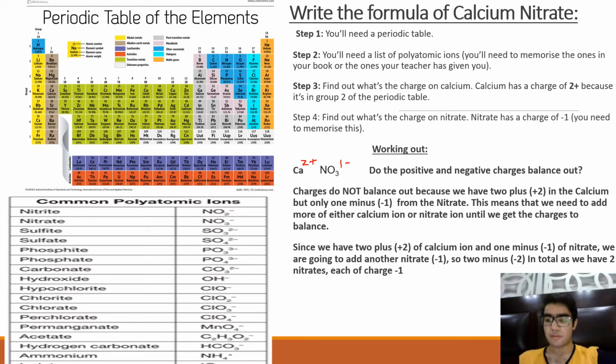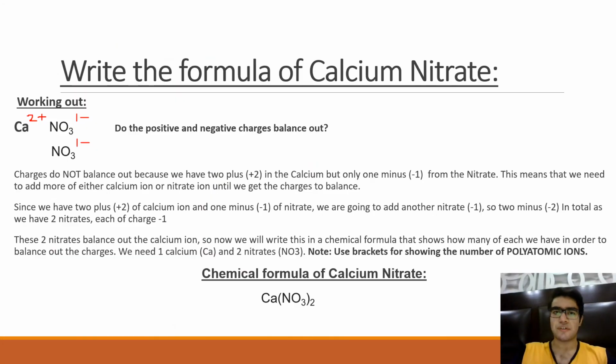Since we have 2 plus of calcium ion and 1 minus of nitrate, we are going to add another nitrate. So 2 minus in total, as we have 2 nitrates each of charge -1. Okay, so this will balance out, and now I'll tell you the formula of it. I'll continue on the next slide.